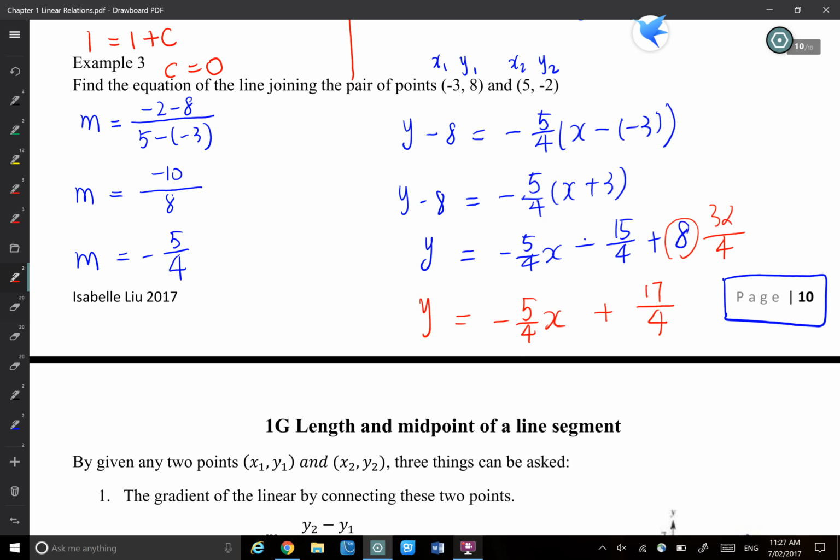If you substitute any point on this linear equation, you should be able to find the same equation, unless you do some wrong calculations. So you can try to put x1 as 5 and y1 as negative 2. You should be able to get the same value.